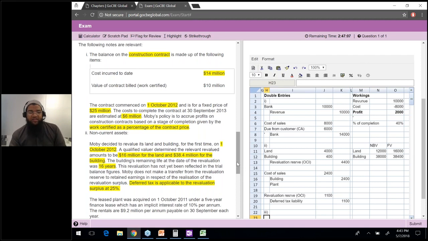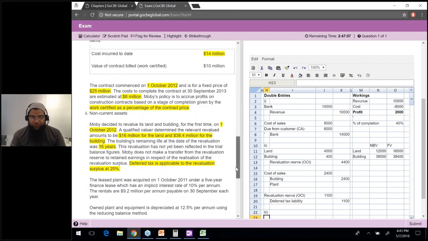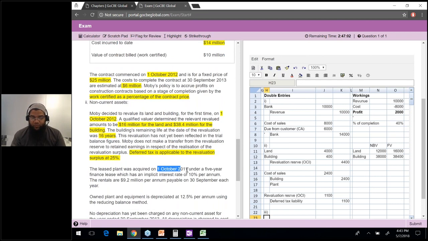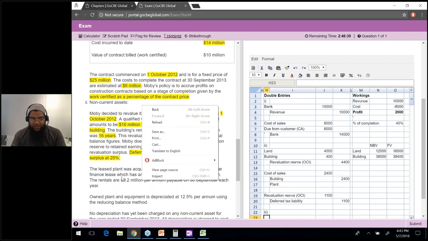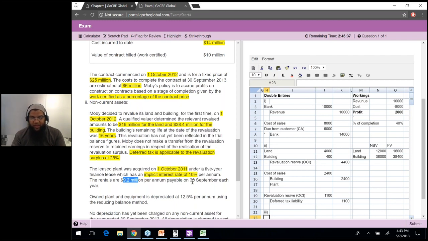Now the question further says that the lease plant was acquired on 1st October 2011, which means 2 years back from the year end, under a 5-year finance lease. Now the finance lease is known as lease, which has an implicit rate of 10% per annum. The lease rentals implicit rate is 10%. The lease rentals are 9.2 million per annum payable on 30th September each year.